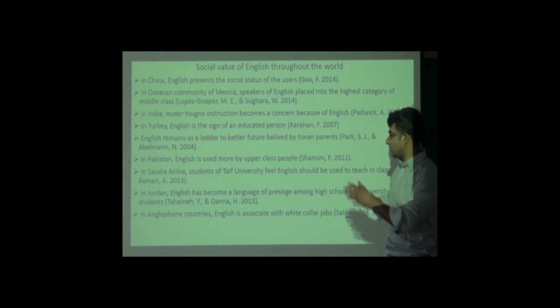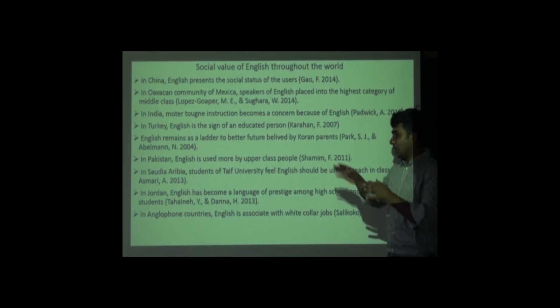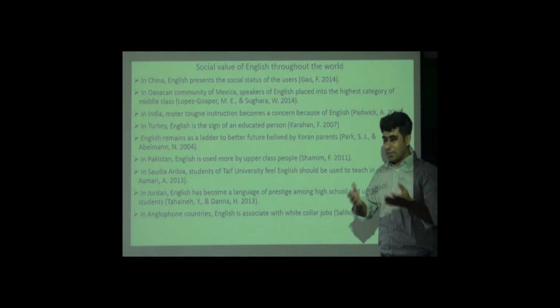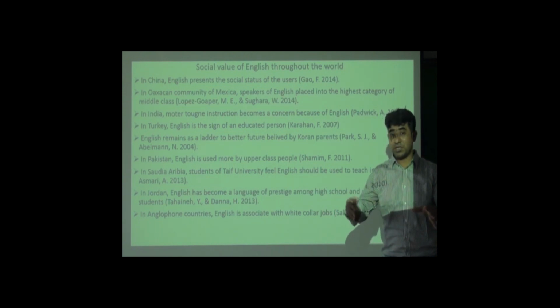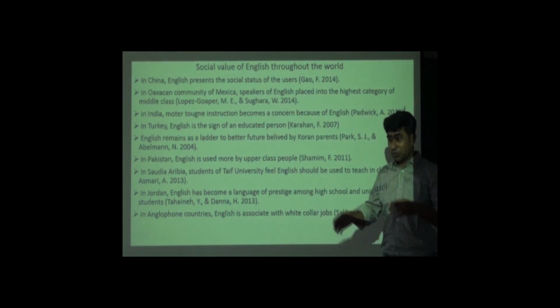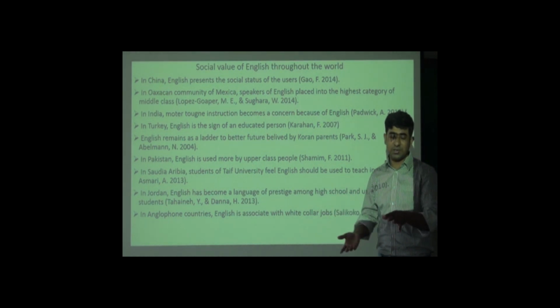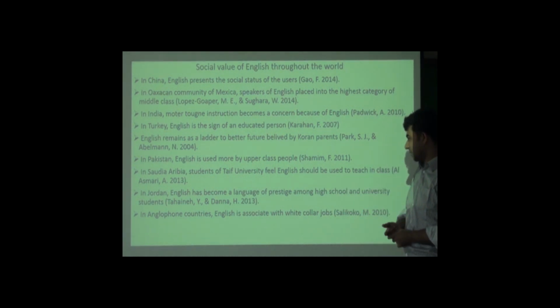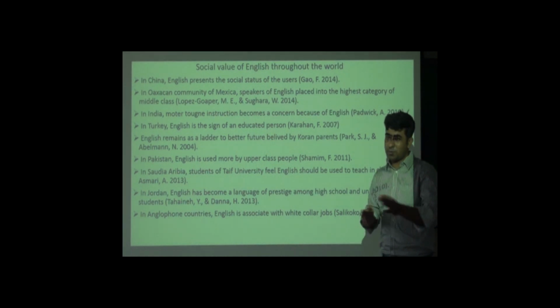In Saudi Arabia, students of Taif University feel English should be used to teach in class. That research shows they feel the material importance of English, and that's why the students feel they should be taught in English. In Jordan, English has become a language of prestige among high school and university students. So you see that everyone, everywhere, in every corner of the world, feels the material significance of English. In Anglophone countries, English is associated with white-collar jobs. But that might change these days after Brexit.